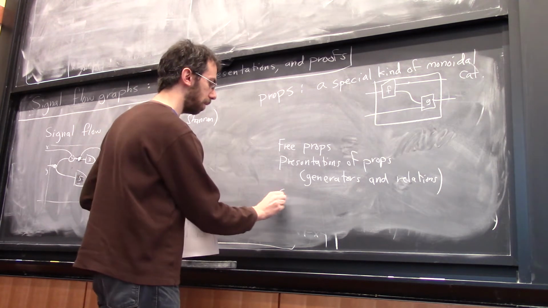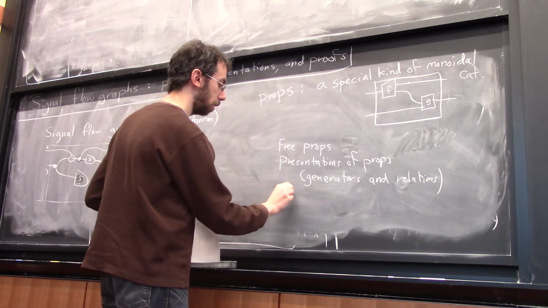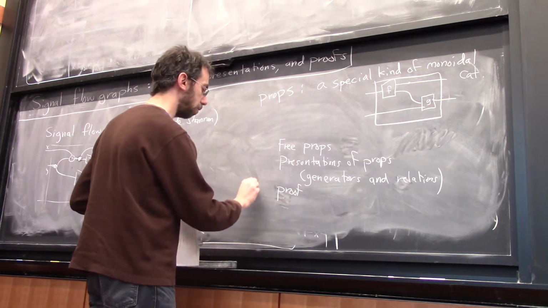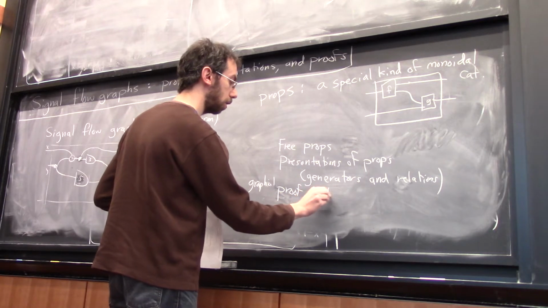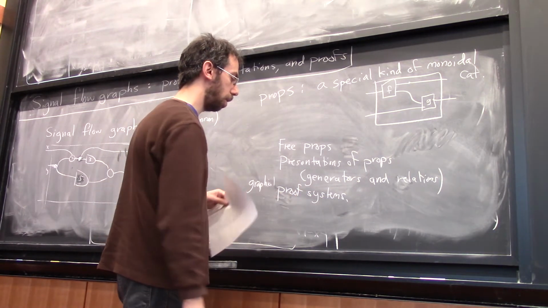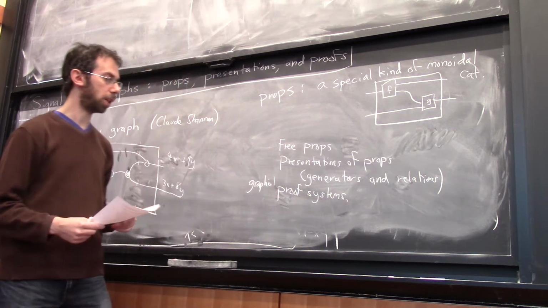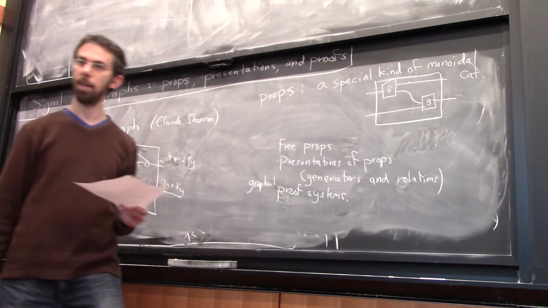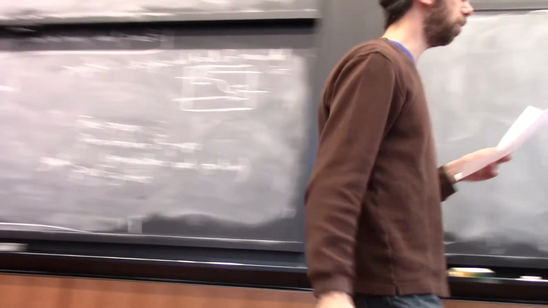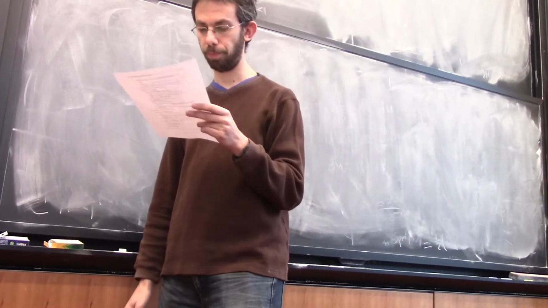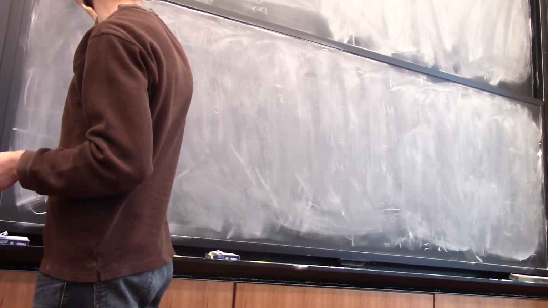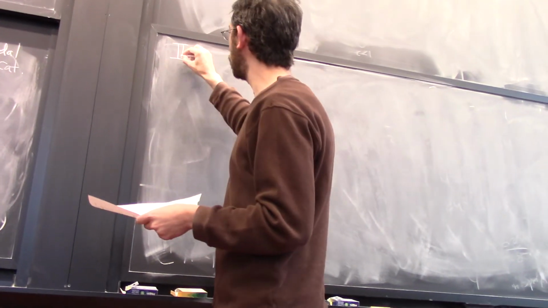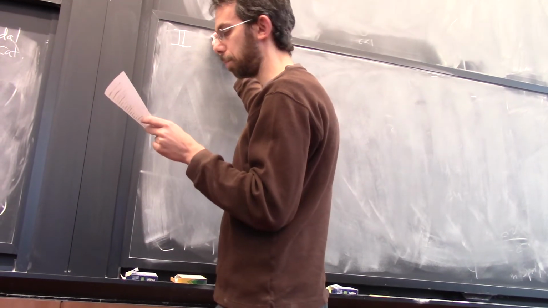And finally, we'll talk about proofs. So I guess graphical proof systems. We'll talk about graphical proof systems. So that's the kind of full story for today. So I want to start by recalling, so I guess that was the introduction 1, and this is 2, introduction to props.